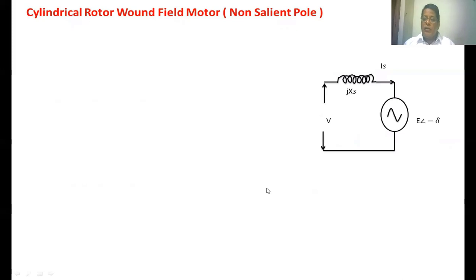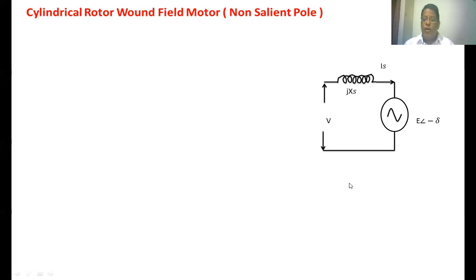This is the equivalent circuit of a non-salient pole synchronous motor. This is the per phase voltage V. This is the synchronous reactance Xs of the stator winding. This is the voltage induced in the stator winding due to the air gap flux, that's why we call it E. This voltage lags the other voltage by some angle, which is nothing but the load angle delta. Here the minus sign stands for the lag.